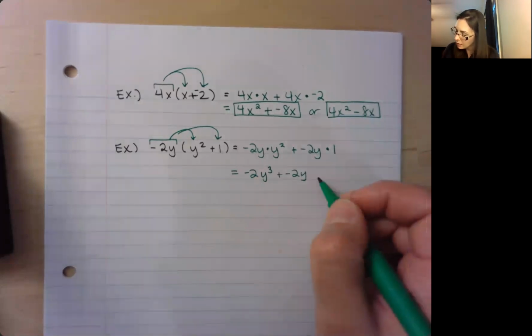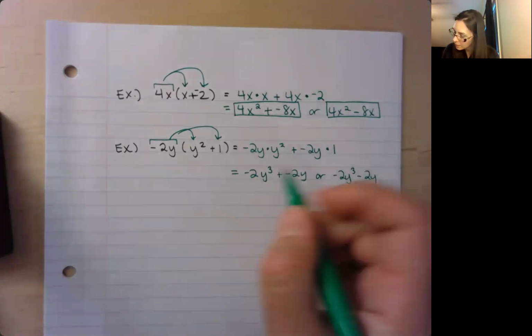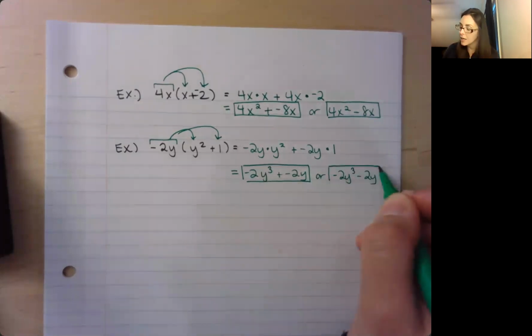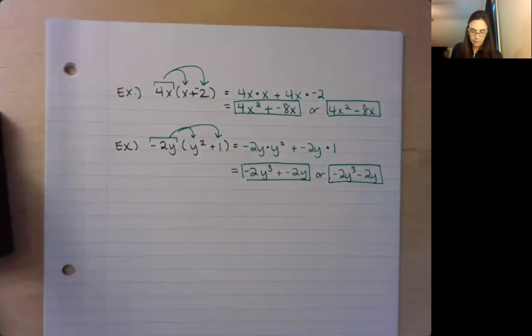So this is fine, or this is fine. So adding a negative and subtraction are the same thing. We'll start getting used to that and be able to just naturally go back and forth between the two forms.